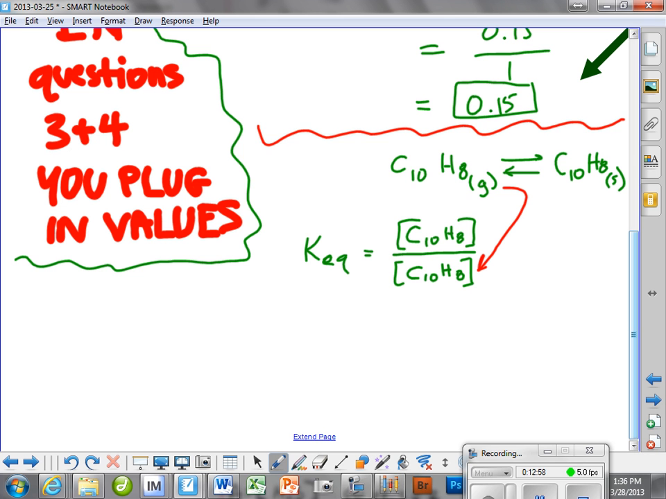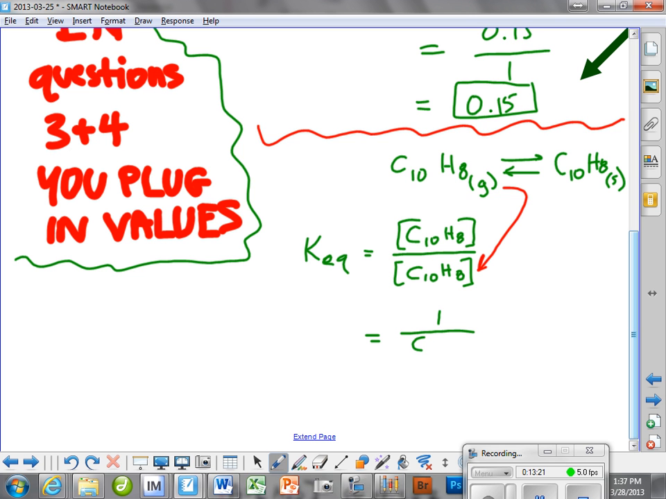The gas. Okay, the solid now is on the top. Now, what do we have to do with all solids? What do solids have to do? 1. 1. Solids or liquids, you have to substitute a 1.